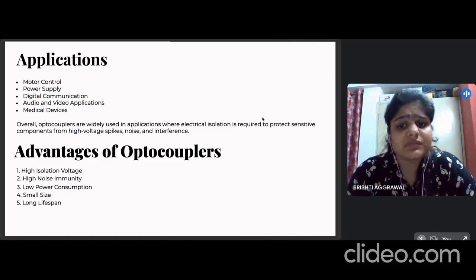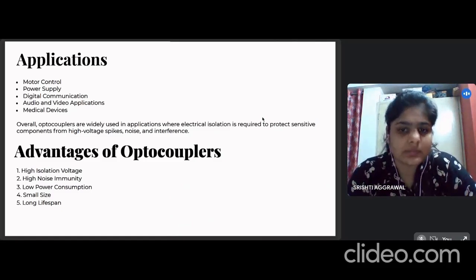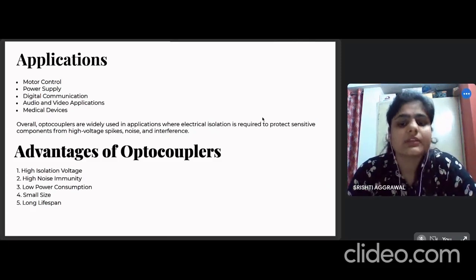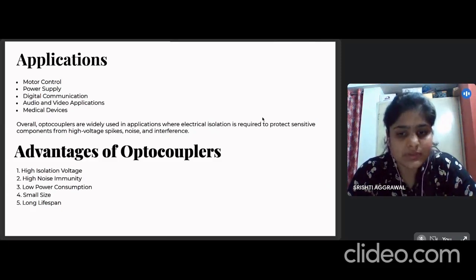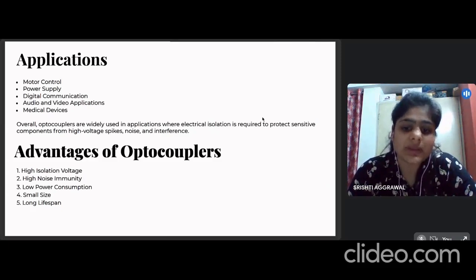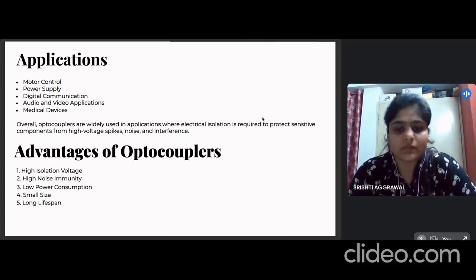Optocouplers are used in a wide range of applications where electrical isolation is required between input and output circuits. Some of the applications are below. Like in motor control, optocouplers are often used in motor control circuits to provide isolation between the control circuit and the high voltage power circuit. This helps to protect the control circuit from the high voltage spikes and noise generated by the motor.